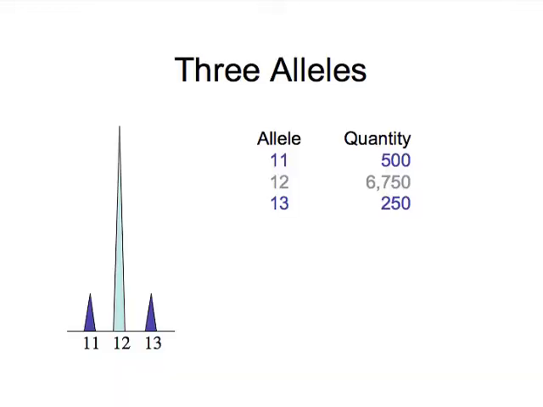Next slide. We can take a look at these 3 alleles at 11, 12, and 13 and examine their quantitated peak heights. We see that allele 11 has a peak height of 500, 12 has a much taller peak height from the victim of 6,750, and allele 13 from the unknown contributor has a quantity of 250 RFU.